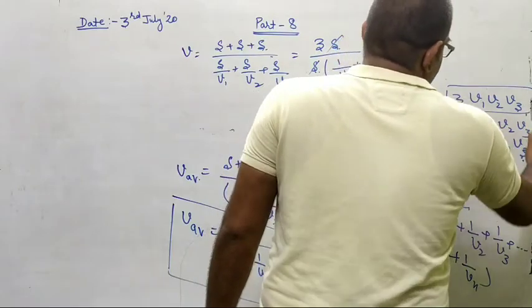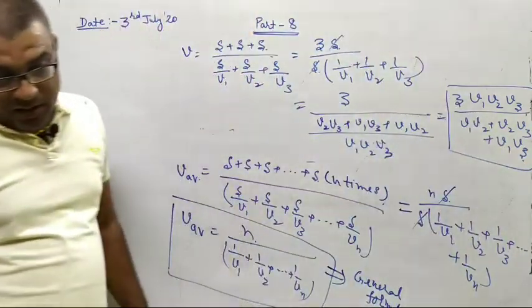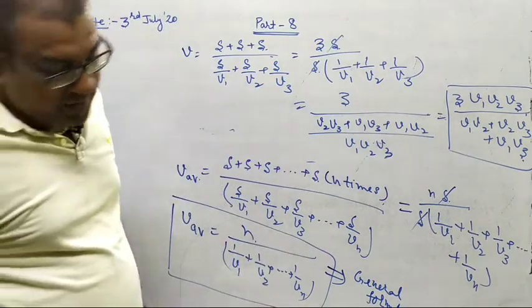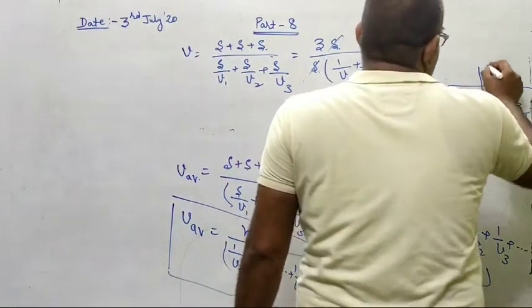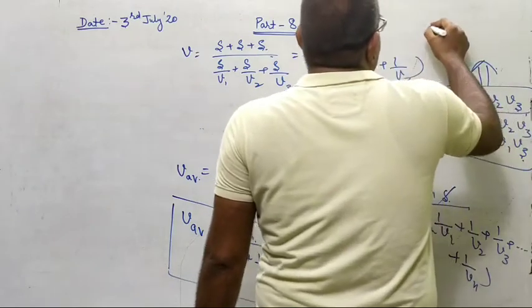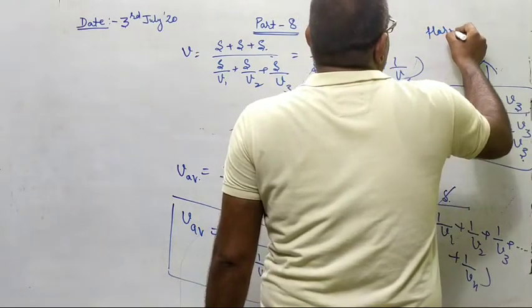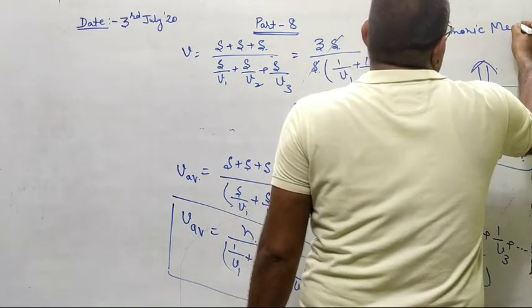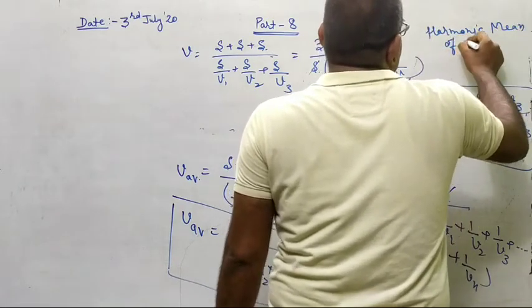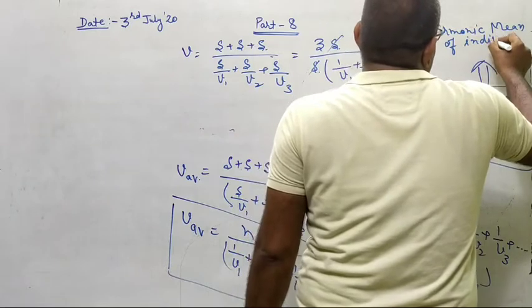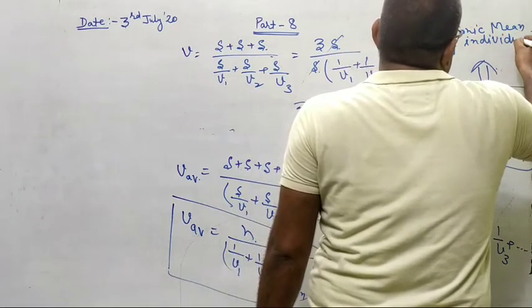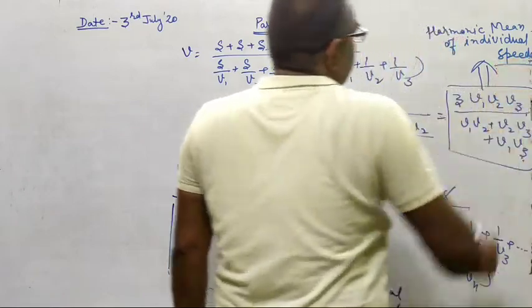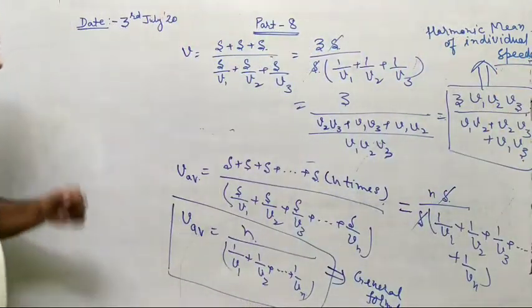And what is this? This is nothing. This is the harmonic mean of individual speeds.